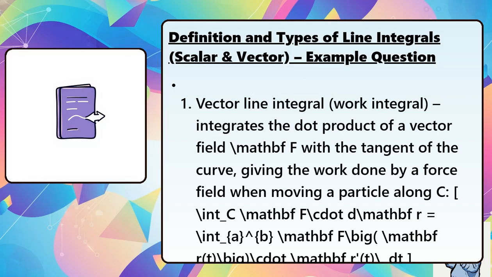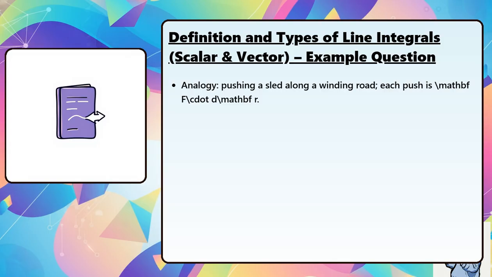The vector line integral, also called the work integral, integrates the dot product of a vector field F with the tangent of the curve, giving the work done by a force field when moving a particle along C. The integral over C of F dot dr equals the integral from a to b of F of r of t dot r prime of t dt. Analogy: pushing a sled along a winding road. Each push is F dot dr.